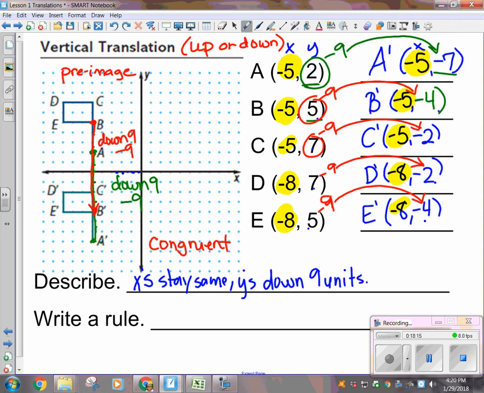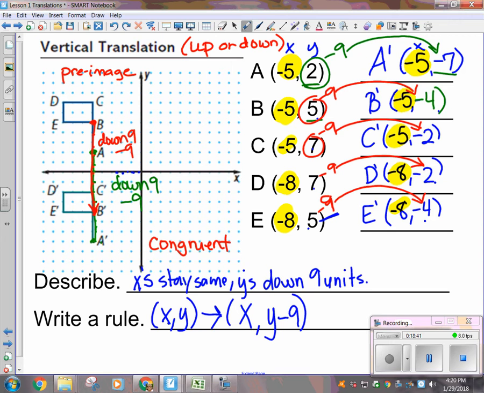Okay? Let's write a rule. Again, this is a function rule that begins with me describing my original x's and y's, and then I draw an arrow to show how they changed. Well, x's stayed the same. So if x's stay the same, x is first, x is still first. Y's went down 9 units, and we already said down kind of hints at -9. So y - 9. That's our rule.